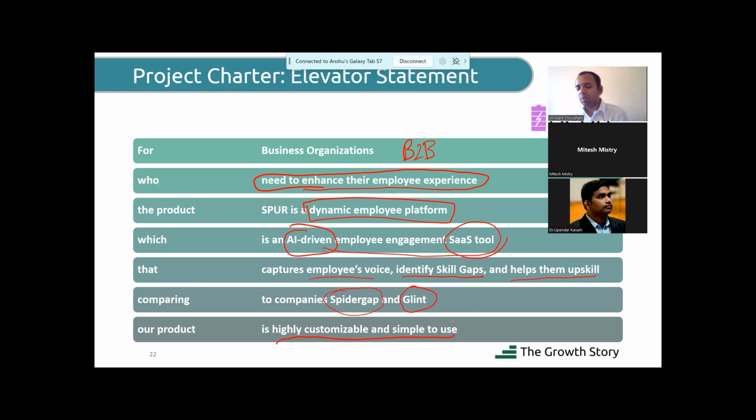Now, if I go back and ask you, do you understand the product vision of Spur? Can you say yes or no? Do you understand? Yes. Upendra? Yeah. So this is how creative agile people are. In just one format, you are able to understand this product in and out, which you had no idea about, because it's a new product. This is the standard template that Agile has given.